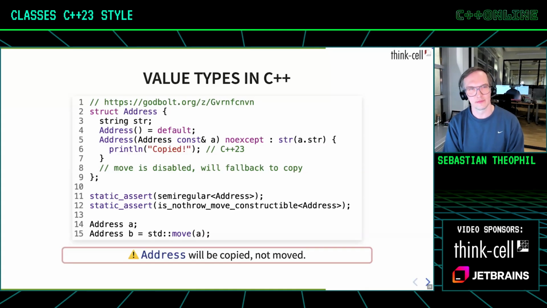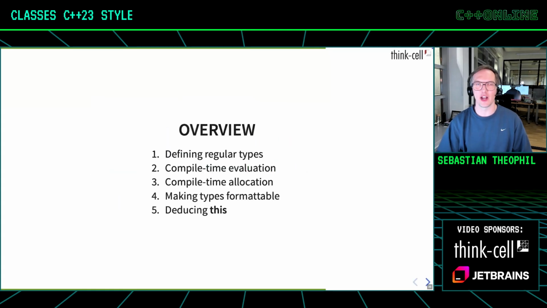I wish it was better, but if you step through your types occasionally and debug them or test them, then you can find out if you did this wrong. Okay, so these were pretty much basics of defining classes and their life cycle. So now I will go into the missing operation for defining regular types, which is comparison. Then we'll talk a bit more about compile-time evaluation, compile-time allocations, how to make types formattable, and about deducing this, which is also a new C++ feature.